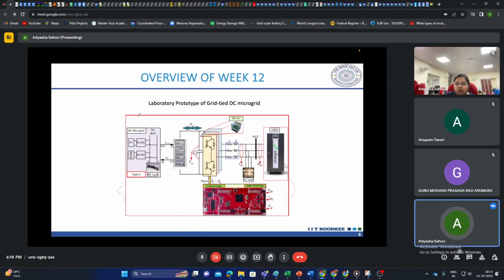So here in the laboratory prototype, you can see that the DC microgrid is realized using this OPLRT, where we are considering that we are the DC microgrid. It basically consists of sources such as DC sources. Do you remember what DC sources have been considered in this study?